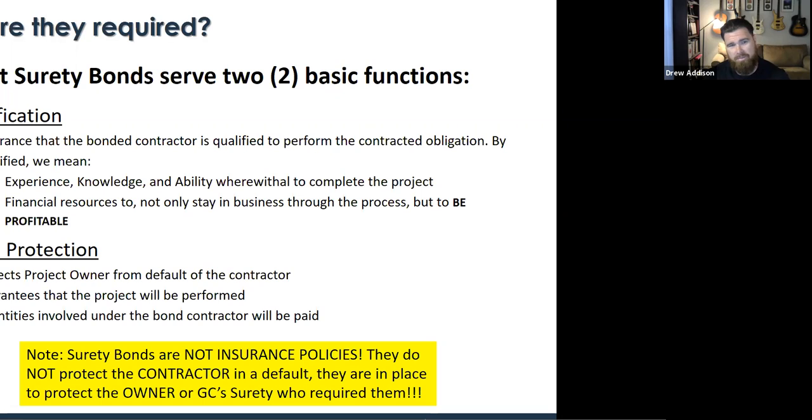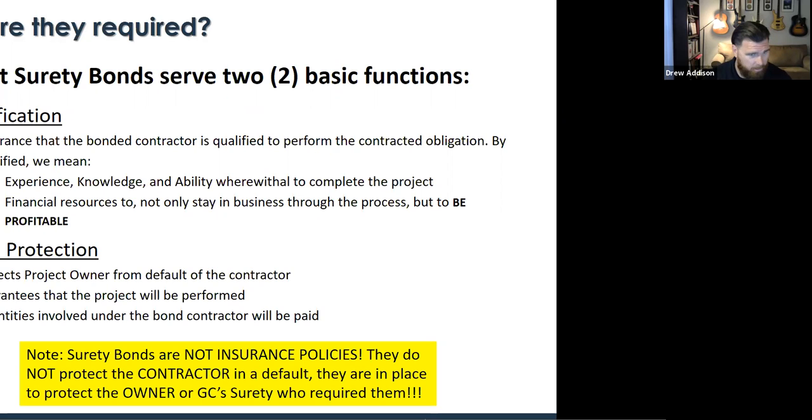They also serve as financial protection. It protects the owner or the general contractor from the default of the contractor, who is the principal of those bonds. It guarantees the project will be performed according to the contract, and that all entities under the bonded contractor will be paid, such as your subcontractors, first, second, and third tier subs, suppliers, and everybody else on there.